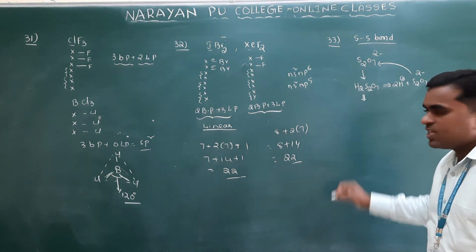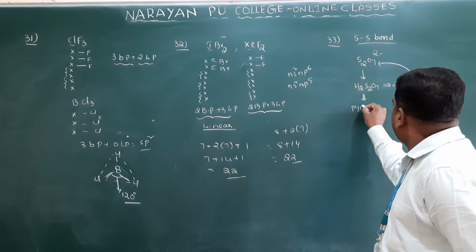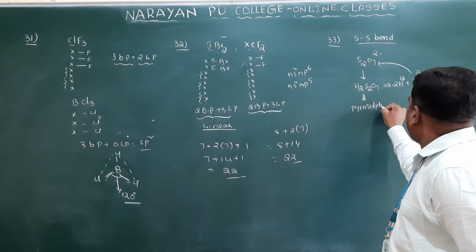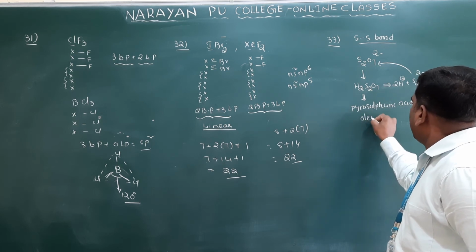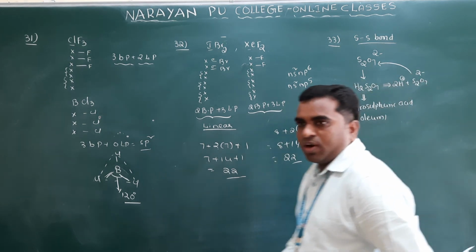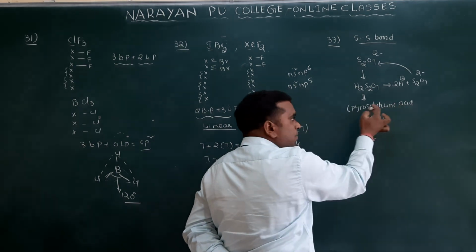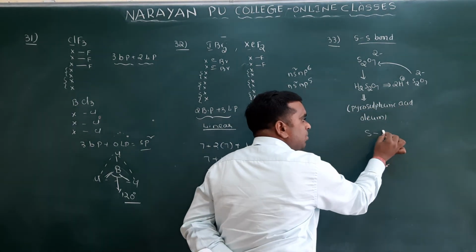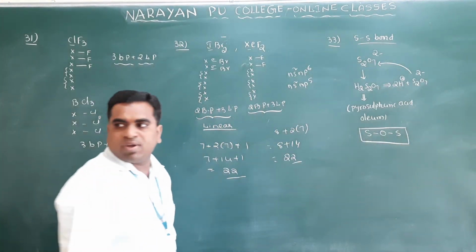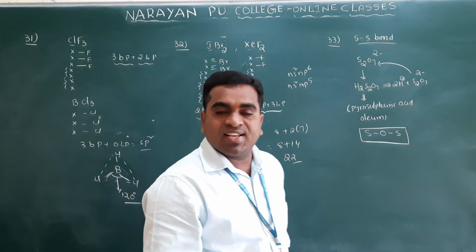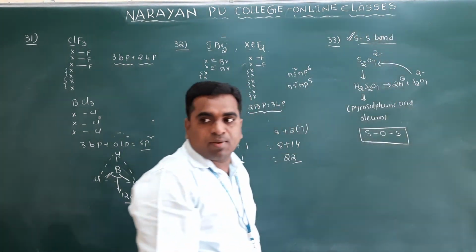H2S2O7. What will we call this? This is oleum. We will call this pyrosulfuric acid. Pyrosulfuric acid, or can also be called oleum. And you know pyrosulfuric acid, the pyro term is there, so there will be an S-O-S linkage. But what are they asking here? They are asking for an S-S bond.